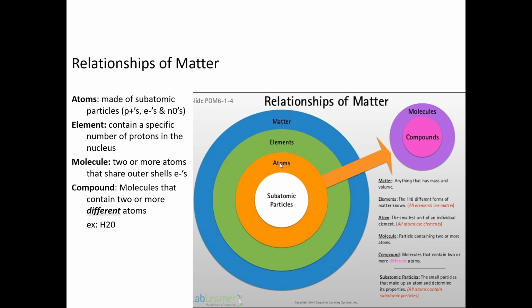Another thing that can happen when atoms combine is they can form molecules or compounds. There's a minor difference between the two. A compound is a molecule that contains 2 different atoms. A molecule is 2 or more that have the same. So a molecule would be like oxygen, where there's 2 oxygen elemental atoms bonded together. A compound would be something like water, where you have 2 hydrogens and 1 oxygen.